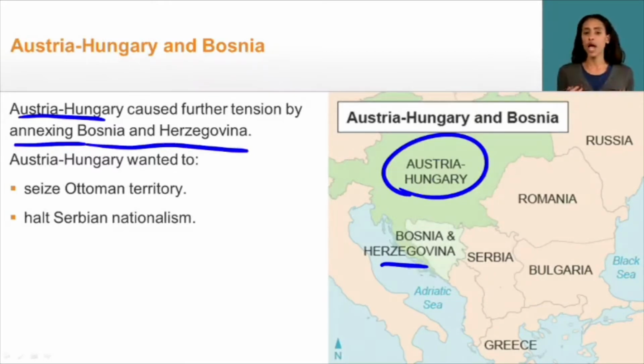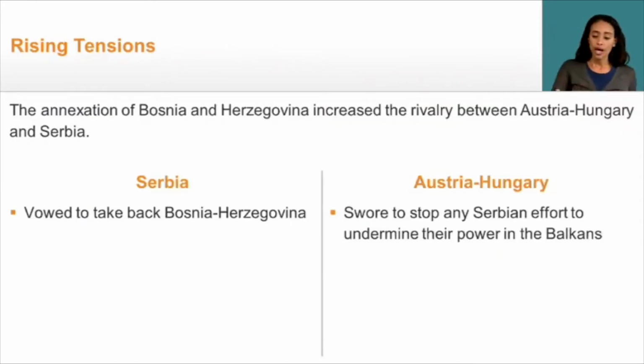And this was a strategy that basically had two potential outcomes, or hopeful outcomes. One, seize Ottoman territory, recognizing that weakening of the Ottoman territory, trying to take some of that. And then as well, hoping to halt Serbian nationalism. So Serbia has this very strong nationalistic movement, and it's trying to basically seek independence for all of these Balkan regions. And so when Austria-Hungary annexes Bosnia and Herzegovina, this is going to increase tension between Austria-Hungary and Serbia.